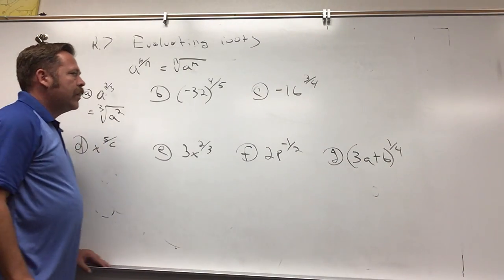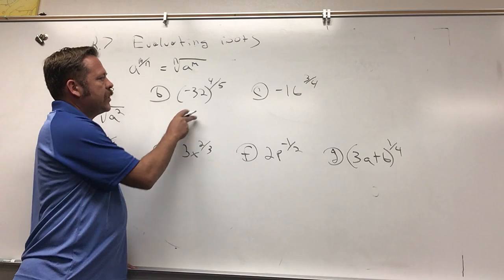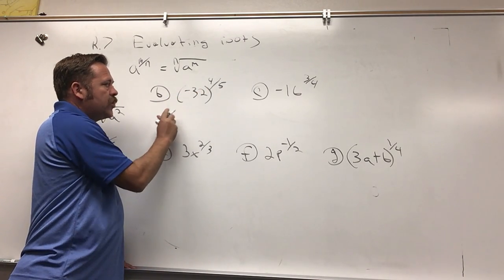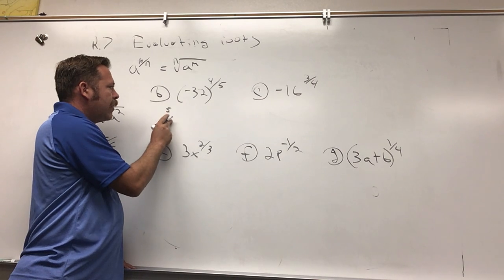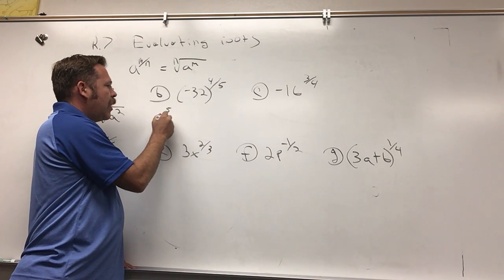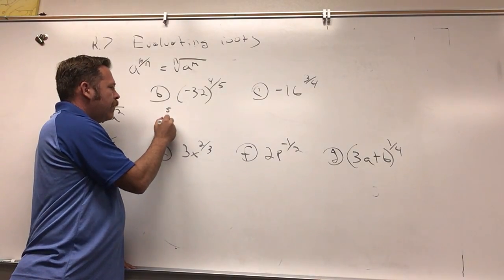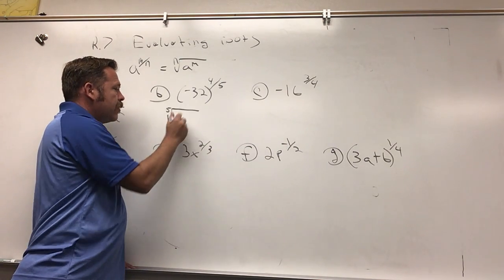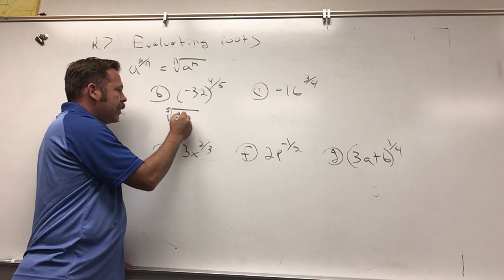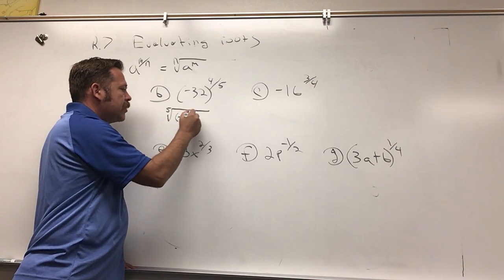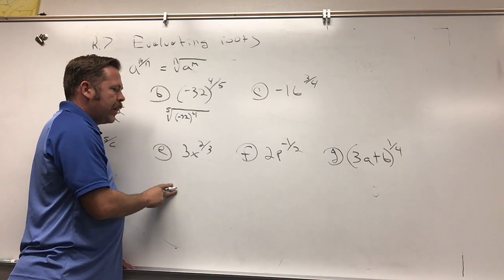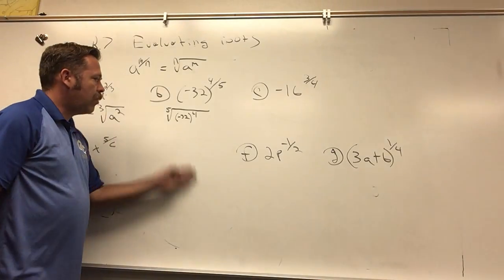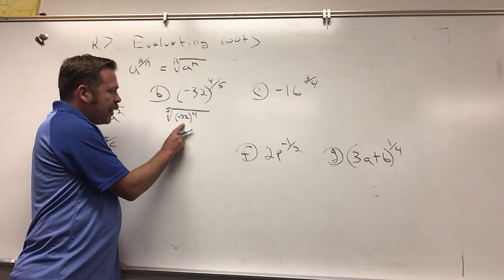All right, now here, this negative is included because it's in parentheses. So my root number is going to be 5, and I have the 5th root of negative 32, so we need to make sure that negative 32 is in parentheses to the 4th power. I'm going to erase this one for just a second because I need to do some work here to simplify this.